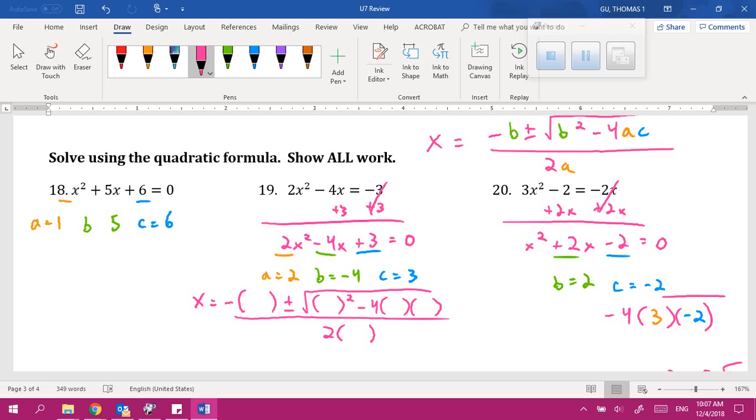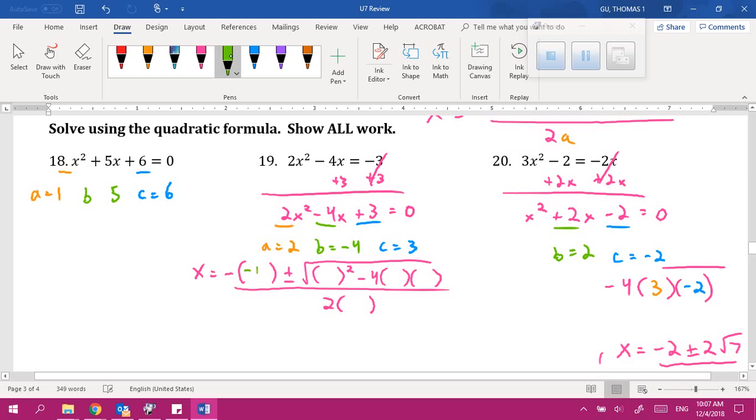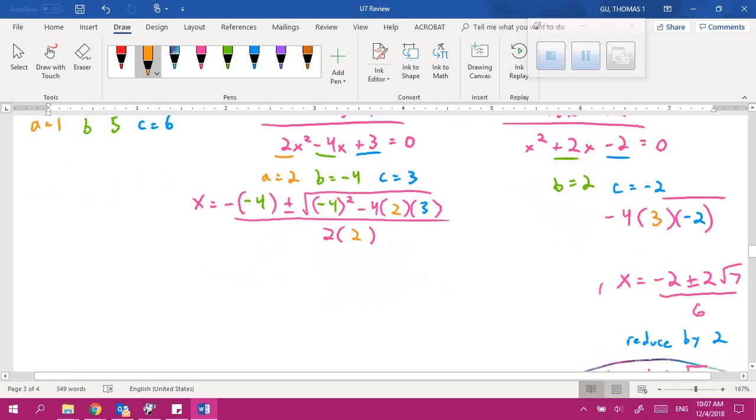Okay? So what goes in that very first parentheses then? Negative 4. What goes in the next one? Negative 4. What goes in the next one? And then the next one. And the last one? 2. Good. So now we've substituted all the values in. So now we're going to simplify until we get an answer.